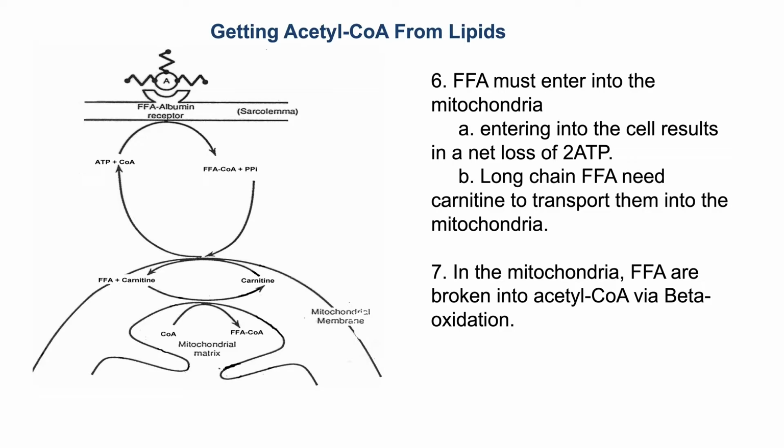So that was lipolysis. Now we'll talk about beta oxidation. Beta oxidation occurs in the mitochondria. And beta oxidation is when free fatty acids are broken down into acetyl-CoAs.